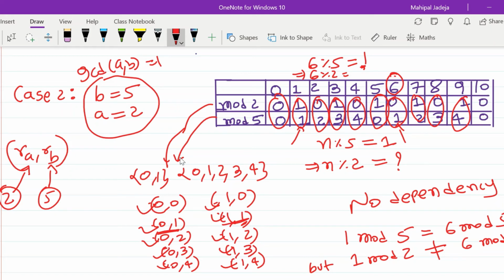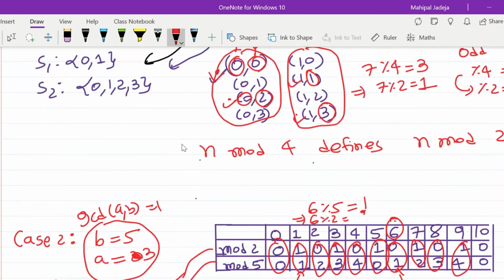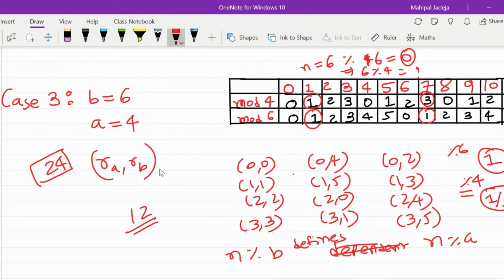That is the case here. We can take other numbers also for getting better insights. For example, I can also take a is equal to 3, then also the same result will be true. If we observe the first case, then in the first case, basically a divides b, right? In the first case, a divides b. In the second case, GCD of a comma b is 1. And in the third case, something in between is there. If we notice, then GCD of a comma b is 2 here, right? So there is some common factor involved in this particular third case.